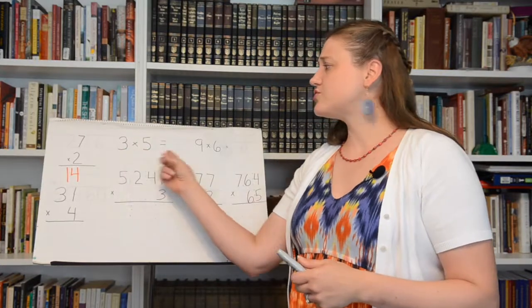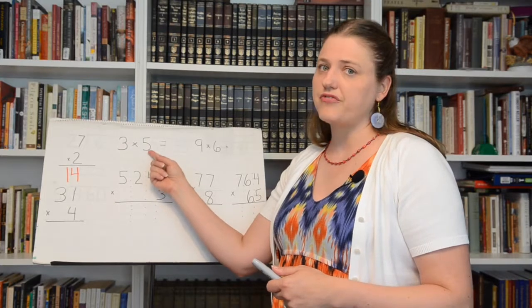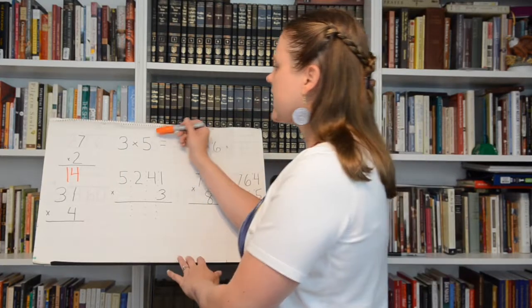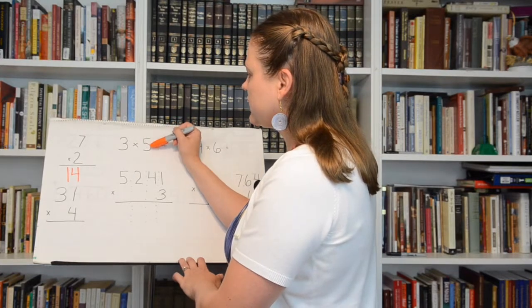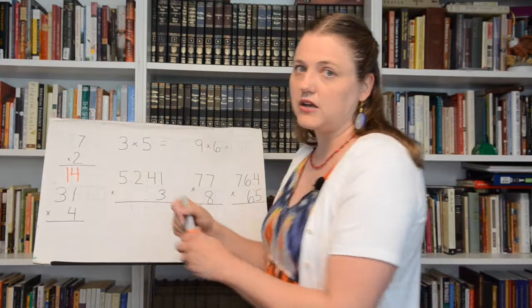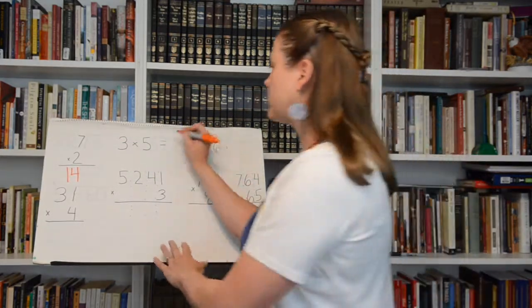The same thing is true if the numbers are this way. They can either count by 3's on the 5 or count by 5's on the 3. So they can either say 3, 6, 9, 12, 15 or 5, 10, 15. Whichever way, whichever numbers they're the most comfortable with.